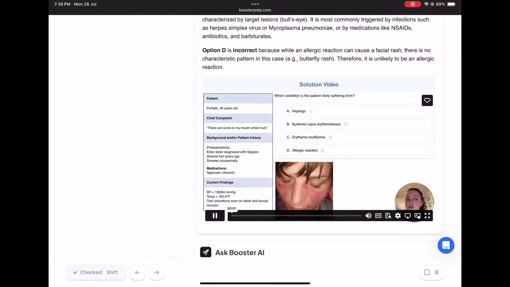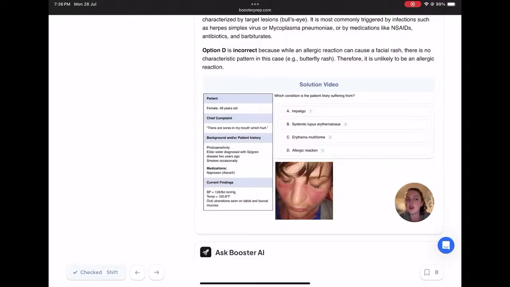We have a 48-year-old female who says, there are sores in my mouth which hurt. She has photosensitivity. Her elder sister was diagnosed with Sjogren disease 2 years ago. She smokes occasionally. She's taking Aleve. Her blood pressure is normal. Her temperature is high. She has a fever. And there are oral ulcerations seen on her labial and buccal mucosa.